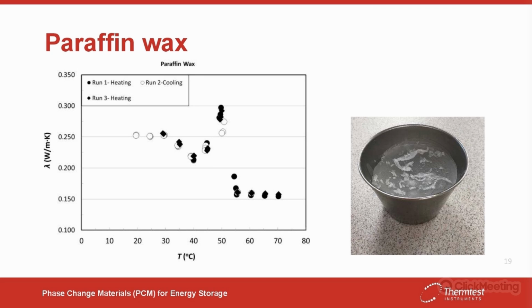The next sample is the paraffin wax. That is the sample that is very much used by many authors in the literature. It's cheap and very easy to find, and has a very well-defined, sharp and repeatable melting point that is almost the same for both the melting and cooling of the sample.